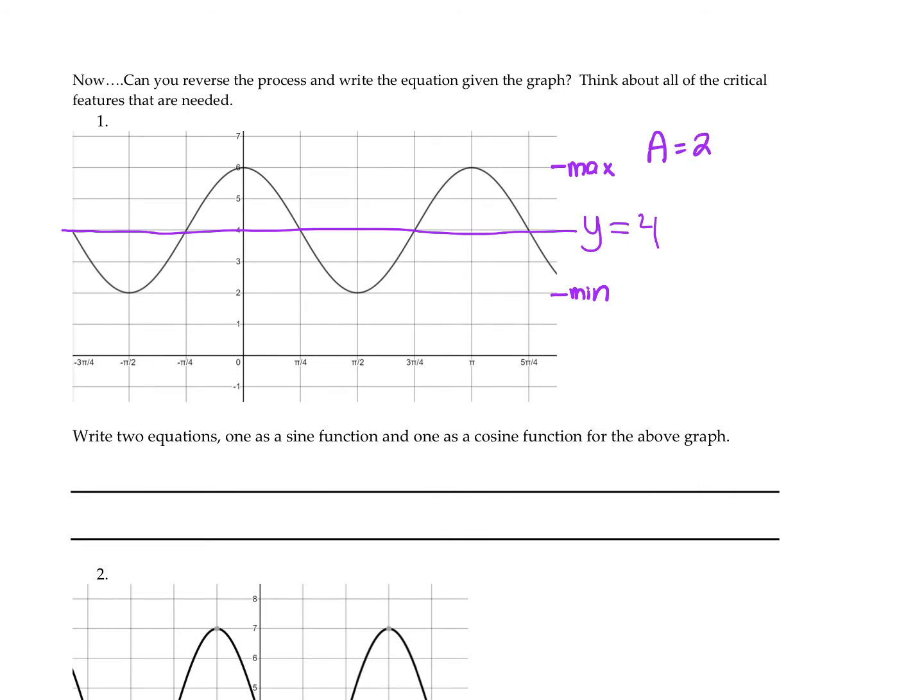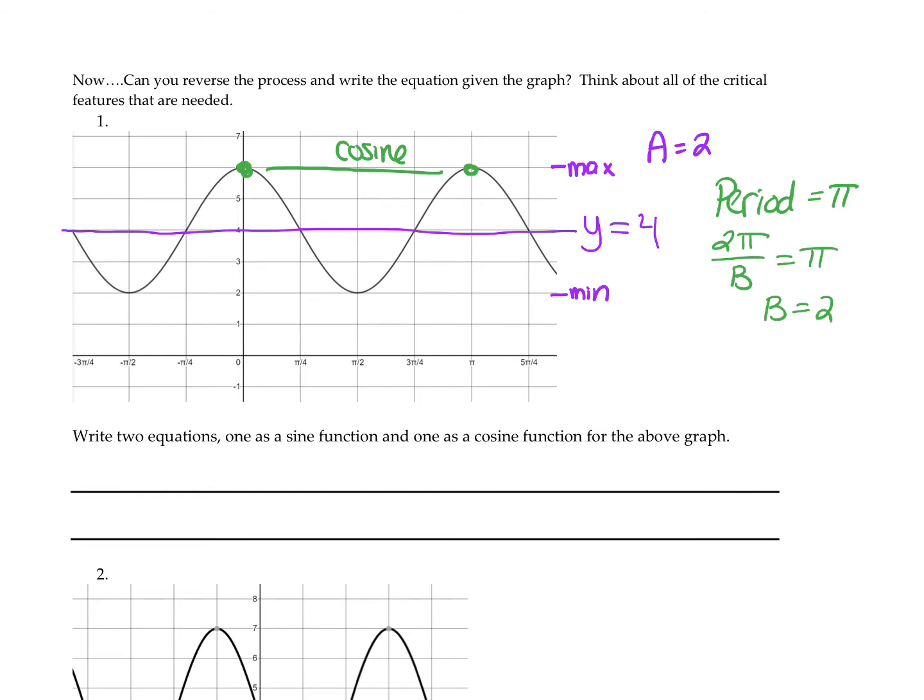Now I need to pick which function I want to do first. Starting on my y-axis, I'm starting at my maximum here, and so I naturally just see a cycle of cosine right here. So I'm going to start with writing a cosine graph. If I'm going from 0 to pi, that means my period would be pi. So I need to figure out what my b value would be. Well, if 2 pi divided by b is equal to pi, that means b would equal 2.